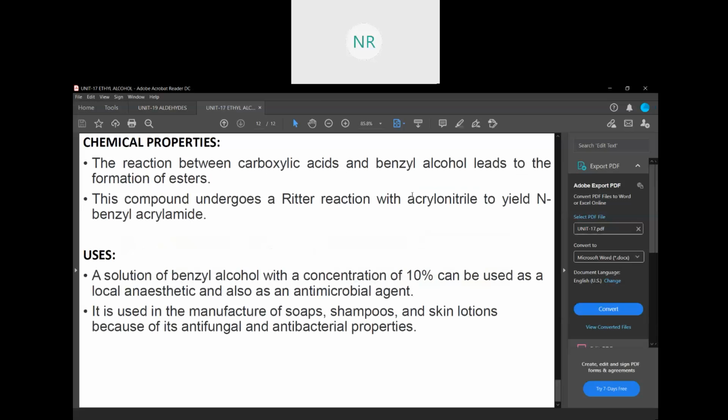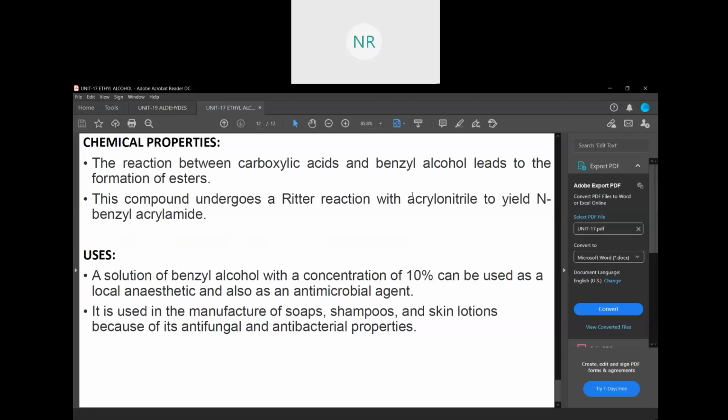The reaction between carboxylic acids and benzyl alcohol leads to the formation of esters. Okay, when benzyl alcohol reacts with carboxylic acid, it leads to the formation of esters. This compound undergoes a Ritter reaction with acrylonitrile to form N-benzyl acrylamide. Okay, so these are your chemical properties of benzyl alcohol.